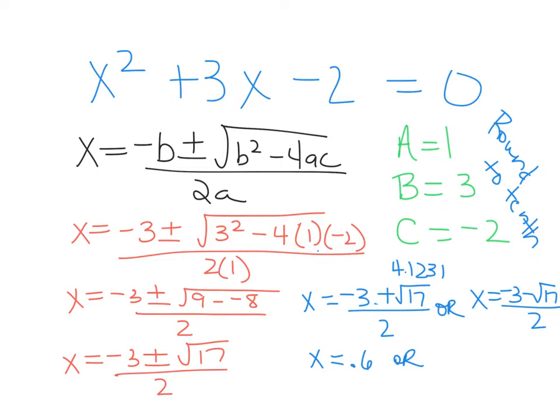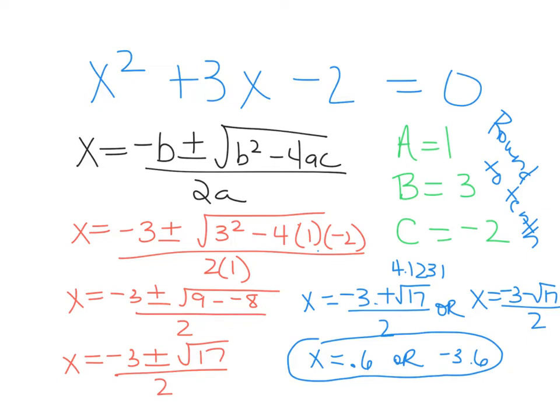Now I got to do the same thing on the other one, but I don't have to do the square root of 17 because I already know it's 4.1231. But the difference is now I'm going to plug in my calculator -3, and instead of plus, I'm going to do minus 4.1231, and I'm going to divide by 2. And my second root of this problem, or my second solution to the nearest 10th, is -3.6. So my two solutions to this quadratic equation are 0.6 or -3.6.